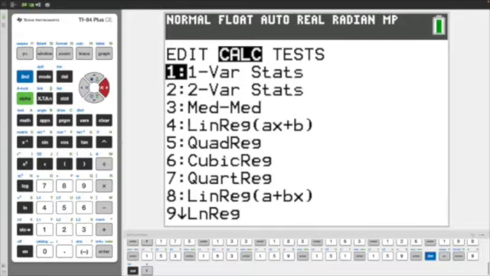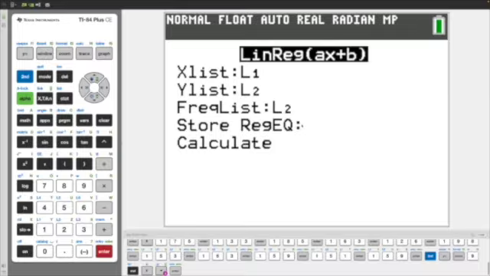Now you have two of them. 4 and 8 are the same thing. The only difference is like 8 matches the textbook, A plus BX. 4 is the same thing, it's just AX plus B. That's what you typically see in slope-intercept form. That's the one I use. Just keep in mind, your X list is L1, your Y list is L2. We do not have a frequency list.